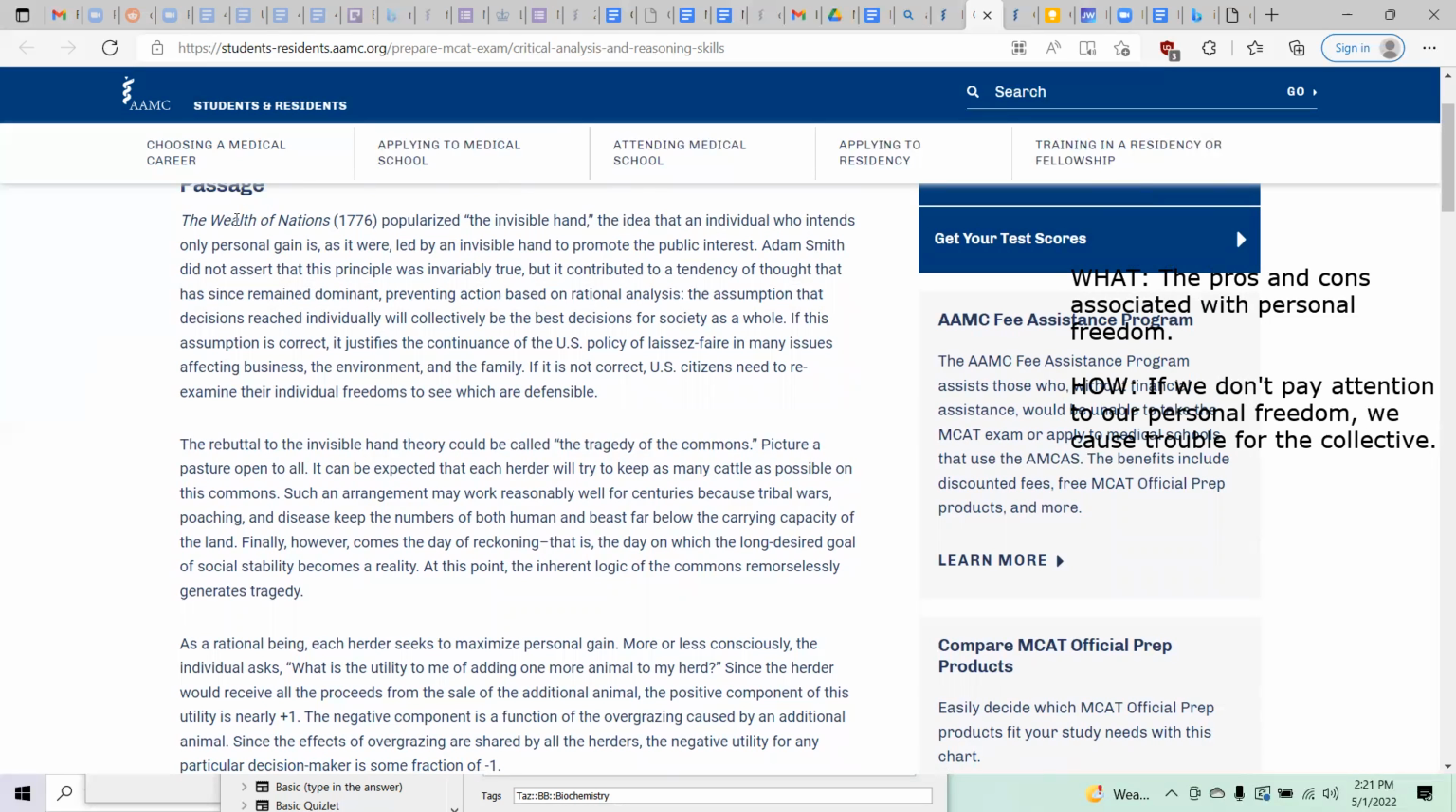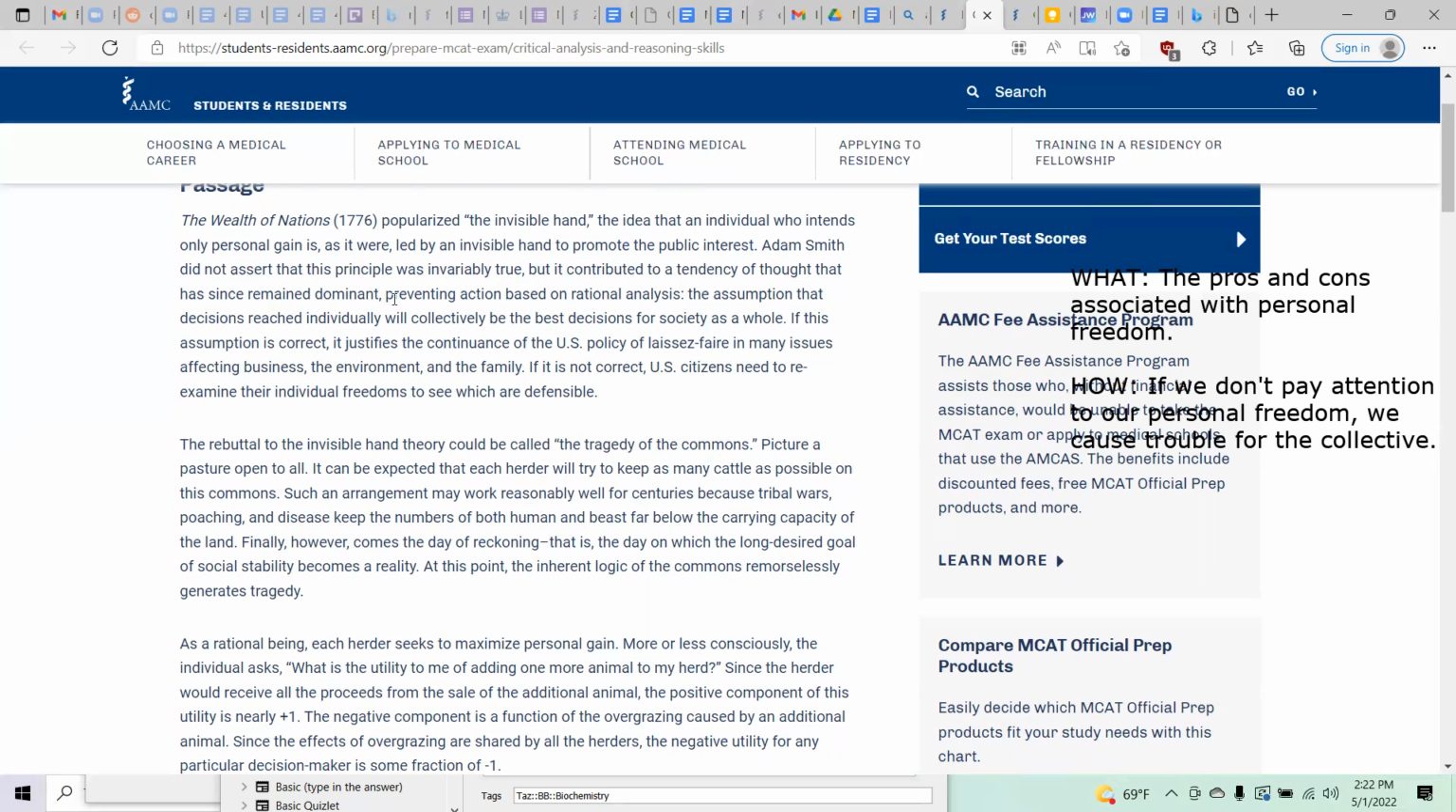So, the Wealth of Nations popularized the invisible hand, the idea that an individual who intends only personal gain is, as it were, led by an invisible hand to promote the public interest. Adam Smith did not assert that this principle was invariably true, but it contributed to a tendency of thought that has since remained dominant, preventing action based on rational analysis. The assumption that decisions... you highlighted which part? The Adam Smith part. Adam Smith did not assert that this principle was invariably true, but it contributed to this whole thing? Yeah. Why did you highlight this?